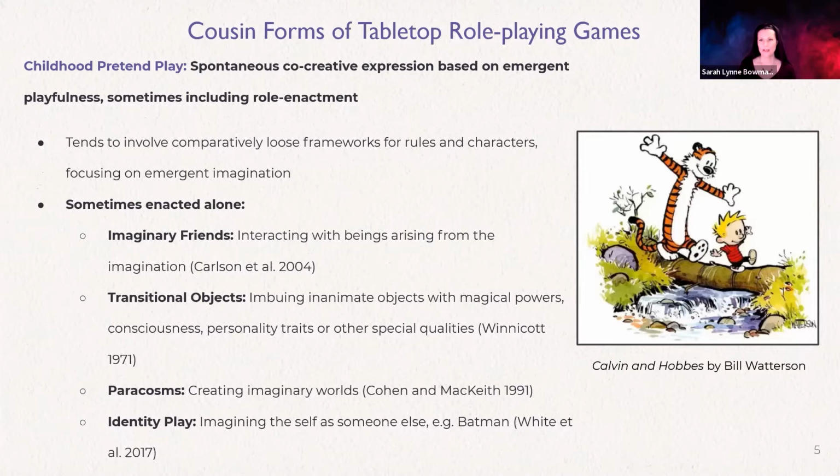Here we have a picture of Calvin and Hobbes, the famous cartoon. We learn throughout the cartoon that Hobbes, who is this tiger, they're bouncing on this tree as they're playing, is actually his imaginary friend and a transitional object that he has projected consciousness into.